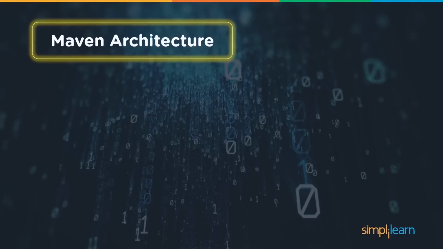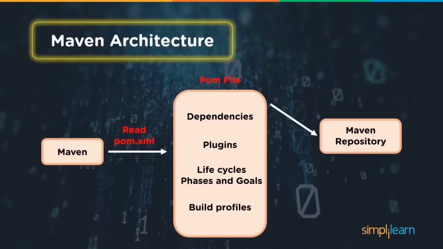So in Maven, let's talk about the basic architecture of Maven here. The Maven executable, when it's deployed, usually reads the pom.xml file, which is the build script here. Once the pom.xml file is read, it will process the components. It will download or process the dependencies, plugins, life cycles, phases and goals, and even the build profiles. And if any kind of interaction is required, it will try to connect to the central repository or a remote repository, and according to that it will provide the information and details as such.